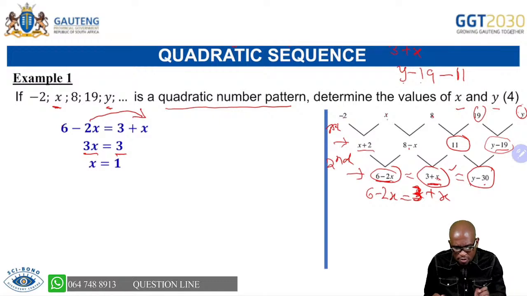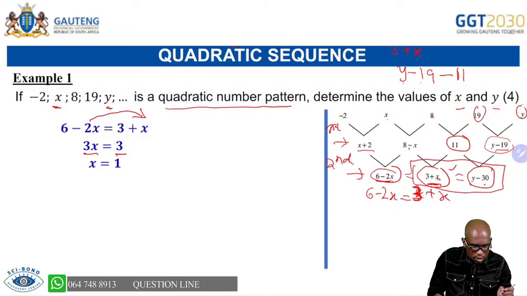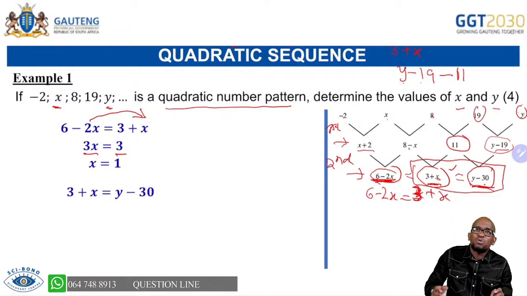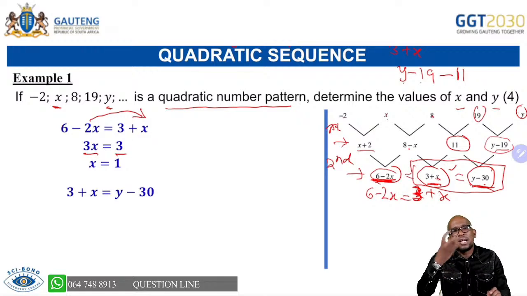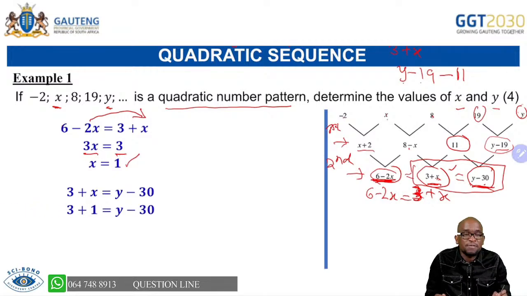Now that we know the value of x, we can equate these two here. You see now 3 plus x is y minus 30. Remember, it's also okay to equate this one with that. You equate one expression that contains x with another expression that contains y. Because you've worked out the value of x already, you'll be able to substitute. So substituting that value of x allows us to solve for y. We get y is equal to 34.